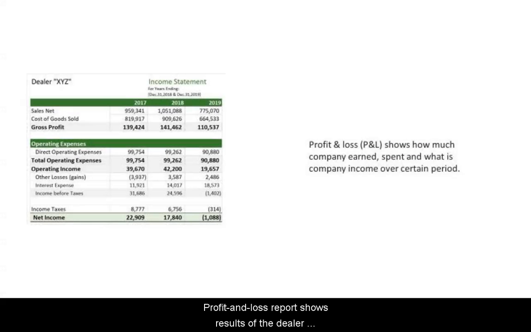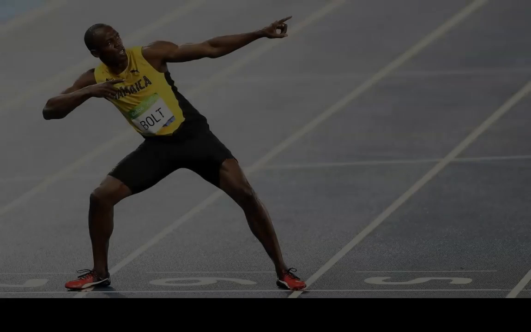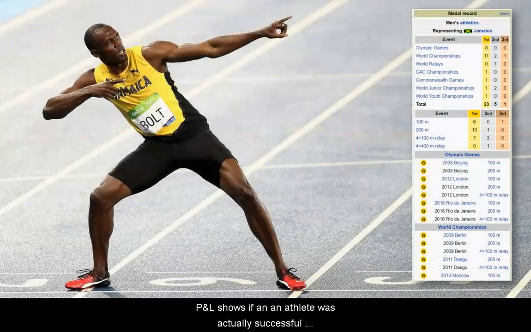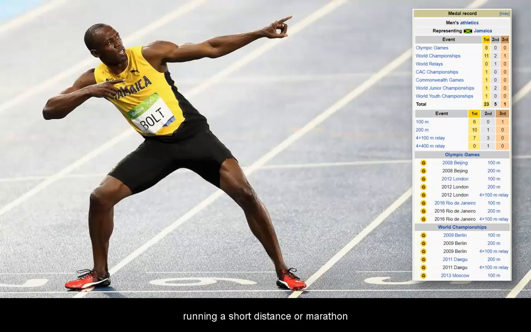A profit and loss report shows the results of the dealer's operational activities. It explains if the company is good in sales, and if the operational activities are conducted efficiently. Similar to the example with an athlete, the P&L shows if the athlete was actually successful running the short distance or marathon.